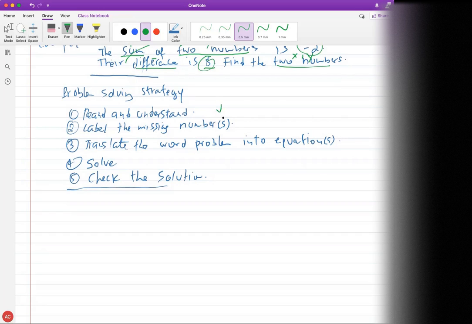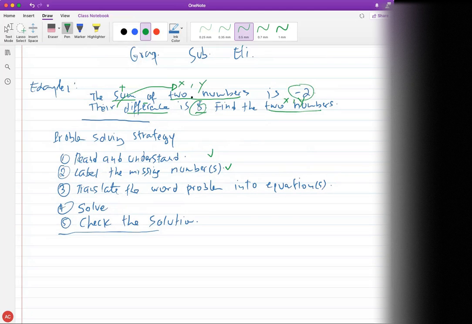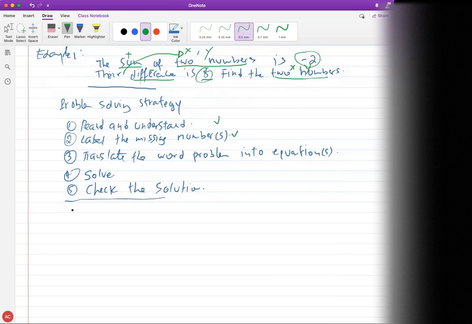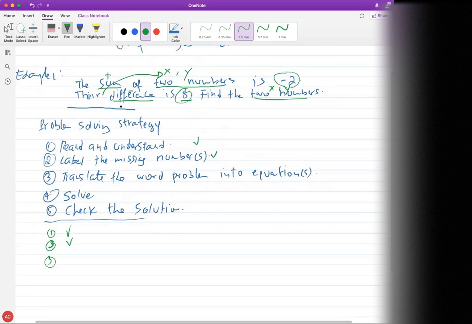So we did the first step and second step, so we know what we're looking for. Now let's translate the whole thing into equations. Since we have a system here, we're going to have two equations. So we did 1 and 2, number 3. Let's translate this line by line.